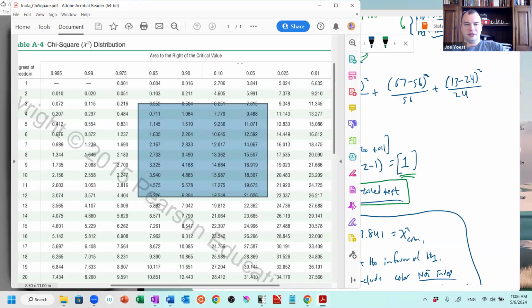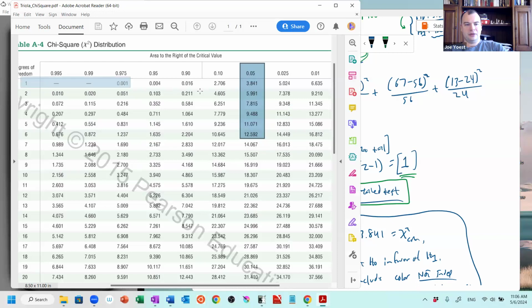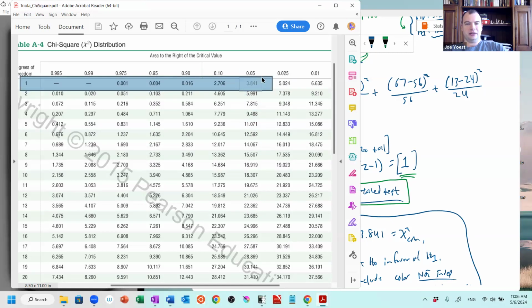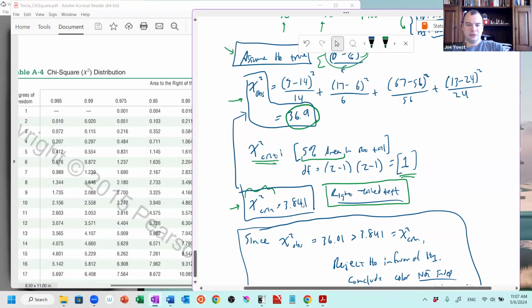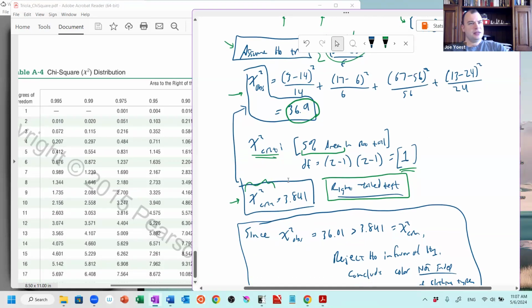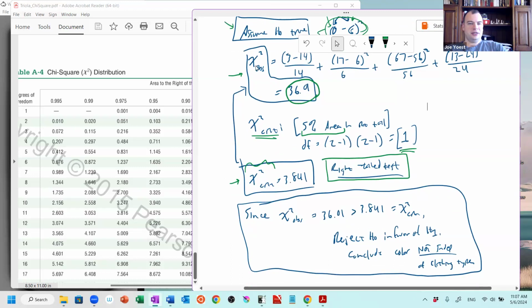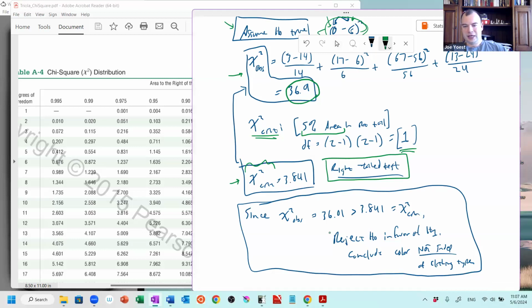So our chi-squared observed, 5% area to the right, 1 degree of freedom. There's my 3.841 for my chi-squared critical. My critical value is 3.841. Now, since it's a right tail test, I ask, is it true that chi-squared observed is bigger than chi-squared critical? In this case, yes, it is. Since chi-squared observed is bigger than chi-squared critical, it's in the rejection region. It's in the right tail. Then we reject H0 in favor of H1. We reject the hypothesis of independence between the variables in favor of the variables being dependent. So we conclude that color is not independent of clothing type, that there is a dependence between these 2 variables, color and clothing type.